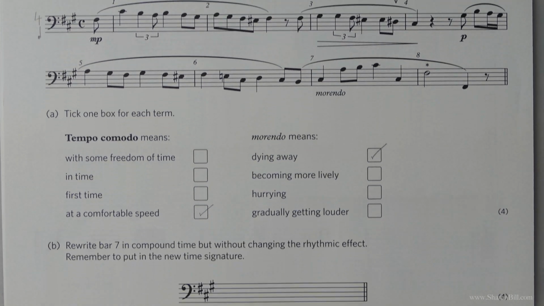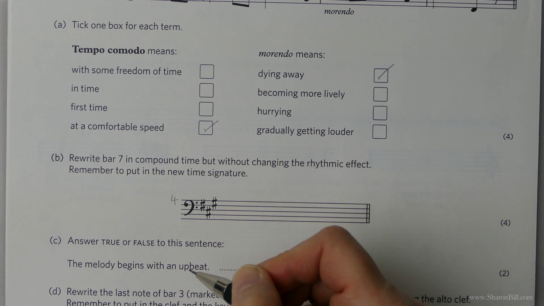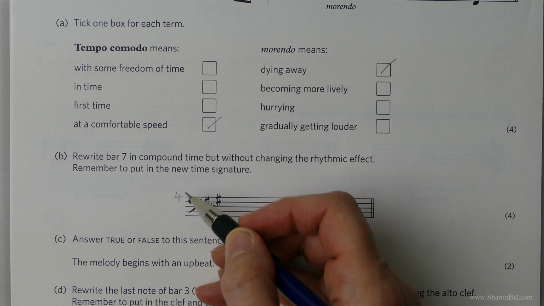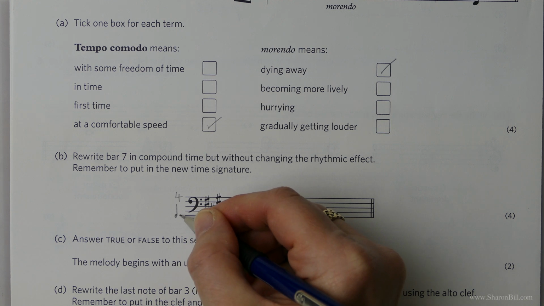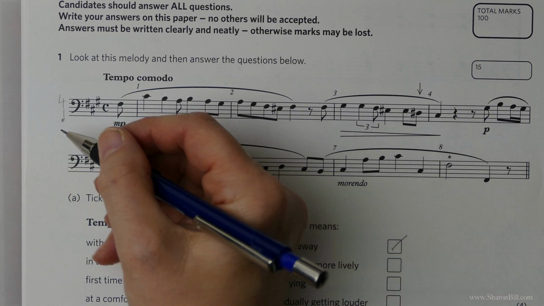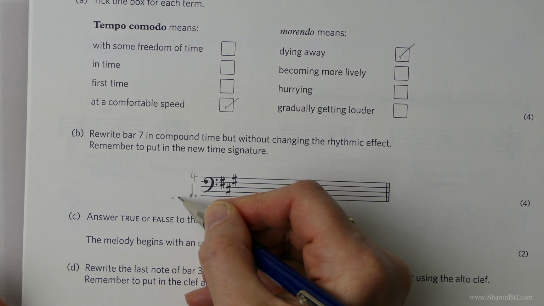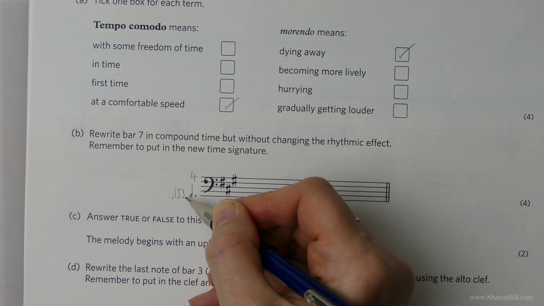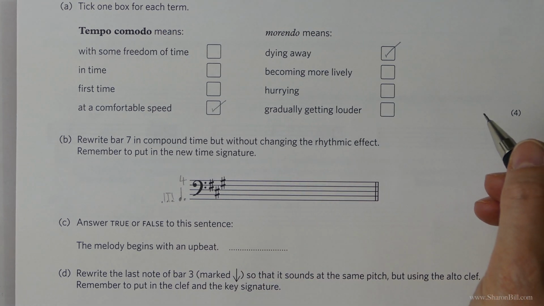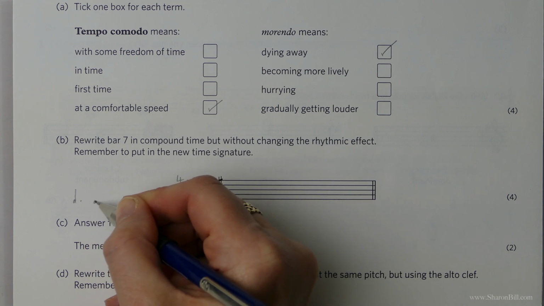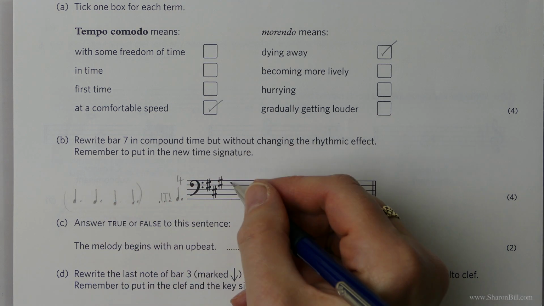In order to convert that to compound time, we still need to keep 4 beats per bar. It still needs to stay in quadruple time, otherwise we're changing the musical effect. But to make it into compound time, it divides into groups of 3, not groups of 2, so we have to add a dot, because we've gone from simple time, which divides into groups of 2, to compound time, which divides into groups of 3. So we're going to have 4 groups of 3 quavers, 3/8 notes. And so our time signature, if you think 1, 2, 3, 4, is 12/8.